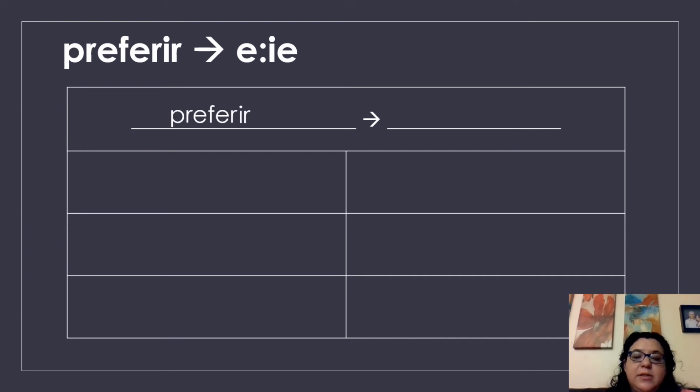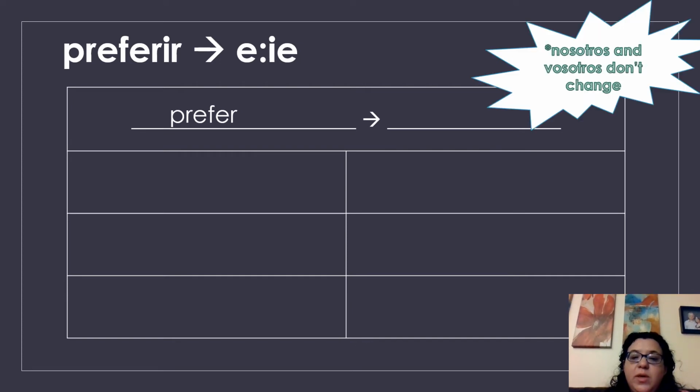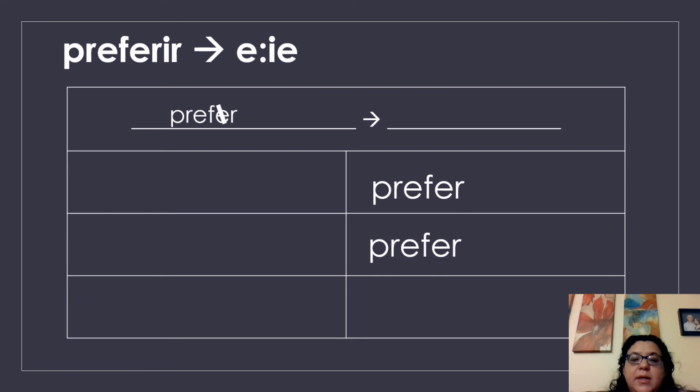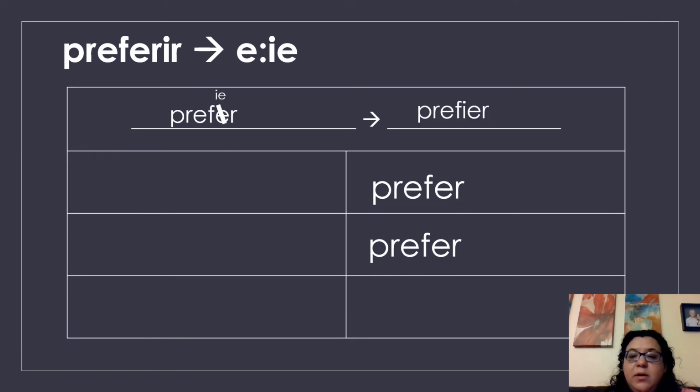Preferir. Here's our verb. First thing we do, take off that IR ending. Now we remember that the nosotros and the vosotros conjugations will not change the stem, so we can go ahead and write them down. Okay, so now we're going to change the stem. Remember, it's going to be that middle syllable that changes, because we already took off the ending. So that E is going to change into IE. Okay, so this would be our stem change, prefiere.